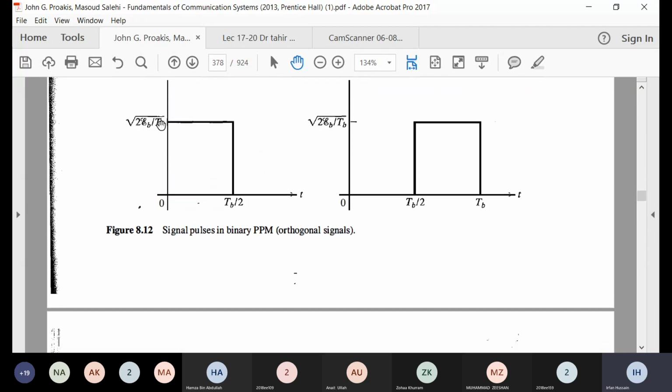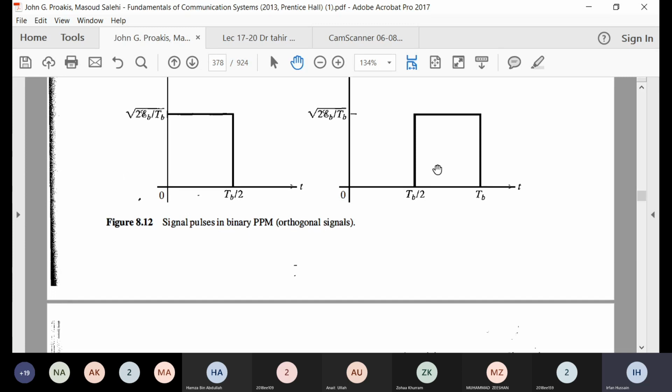Energy, this will be 2 EB TB. Once you take the square, TB cancels, and you can see that this comes out to be 2 EB over TB times TB over 2. So 2 and TB cancel, and it comes out to be energy EB. Same thing you can check here, energy comes out to be EB.